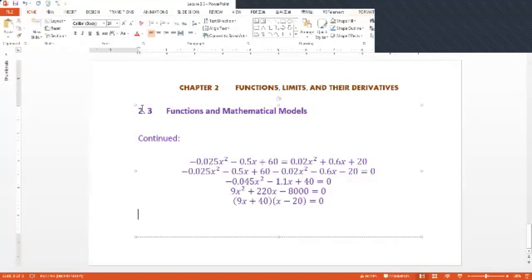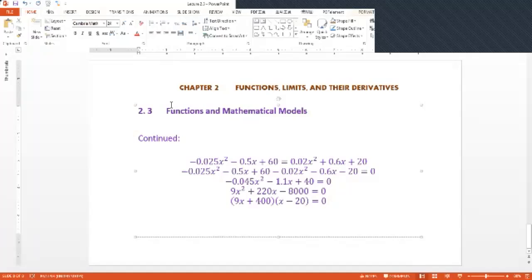So 9x times x is 9x squared, so that's the first term, and 40 times negative 20, that's okay, I think it's 400 instead of 40. I'm sorry. So if you multiply 400 by negative 20, you're going to get negative 8,000, and then the cross terms will be 400x and the 9x times negative 20, that would be negative 180x. So 400x plus negative 180x, that would be positive 220x. Okay, so that's right. So this is the factorization of the left-hand side.